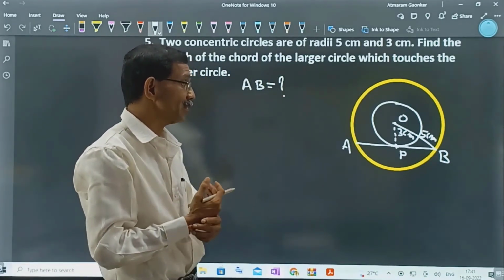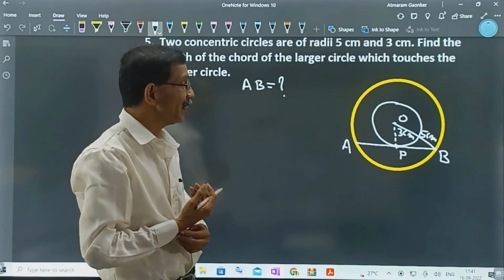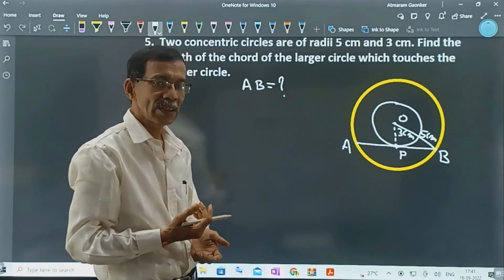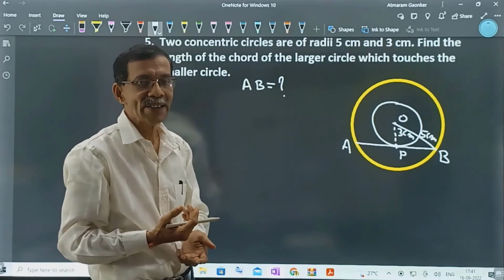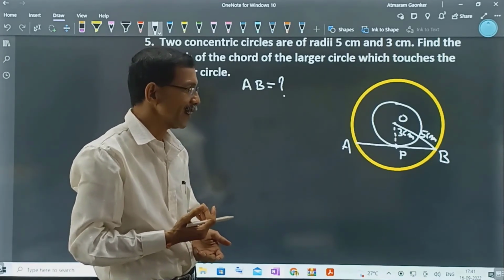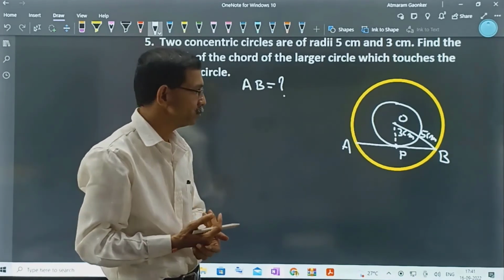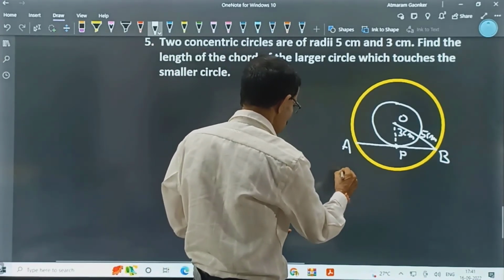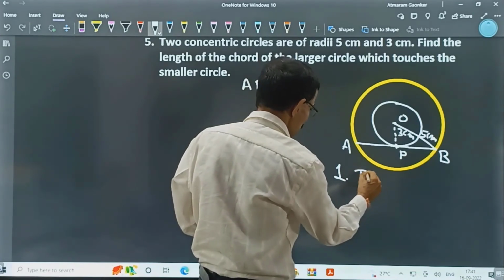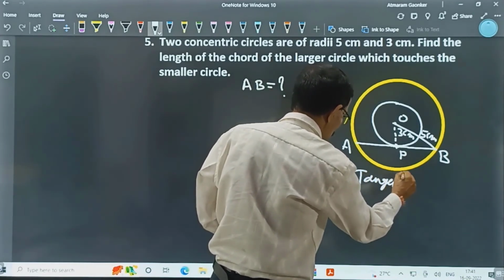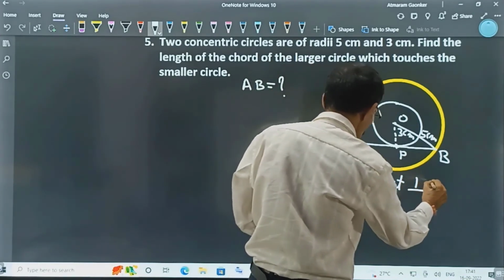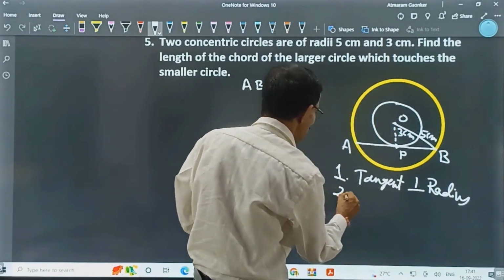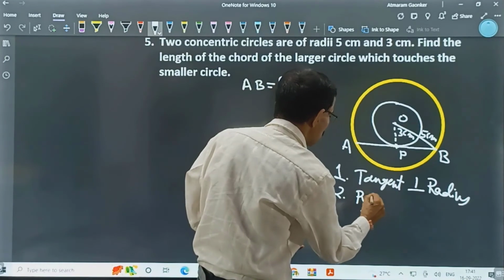Now what are the concepts that we will use over here? Again, simple concept. The first one is the tangent and radius perpendicular, and the second one is Pythagoras theorem. So I will write what are the concepts required first. Concept required is tangent perpendicular to radius. The second is Pythagoras.